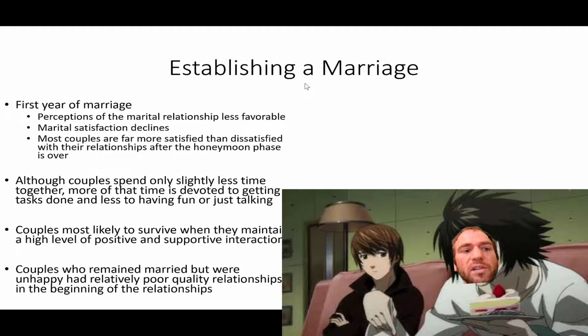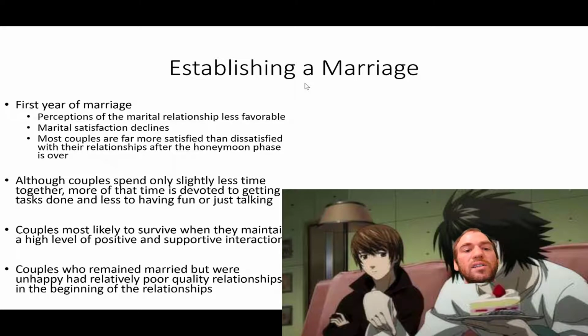Establishing a marriage. First year of marriage, perceptions of the marital relationships are less favorable. Marital satisfaction declines, and most couples are far more satisfied than dissatisfied with their relationships after the honeymoon phase is over. Although couples spend only slightly less time together, more of the time is devoted to getting tasks done and less to having fun or just talking. Couples are most likely to survive when they maintain a high level of positive and supportive interactions. And couples who remain married but were unhappy had relatively poor quality relationships in the beginning of their relationships.